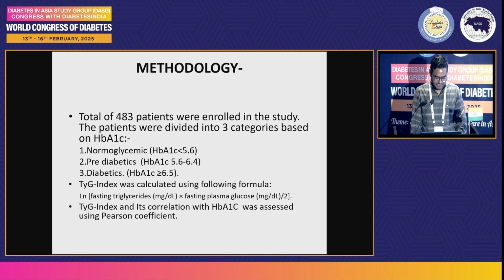In the study, we selected a total of 483 patients who were enrolled, and the patients were divided into three categories based on HbA1c criteria. Normoglycemic having HbA1c less than 5.6, pre-diabetics 5.6 to 6.4, and diabetics HbA1c more than or equal to 6.5. The TyG index was calculated using the formula: log of fasting triglyceride times fasting plasma glucose divided by 2. The TyG index and its correlation with HbA1c was assessed using the Pearson coefficient.